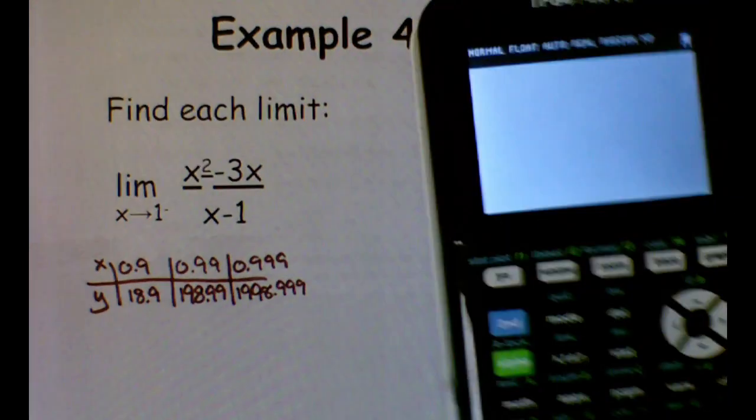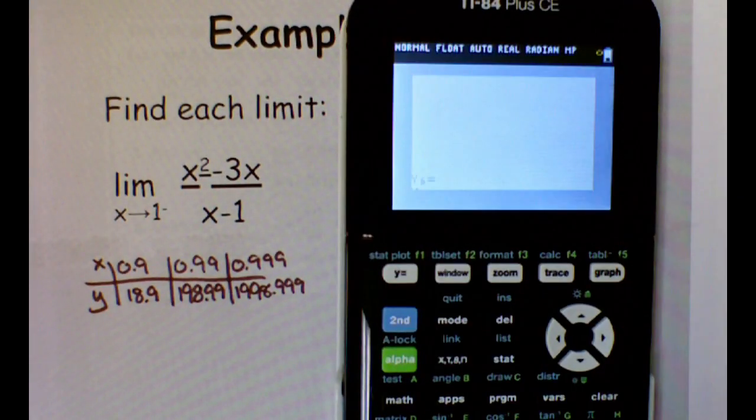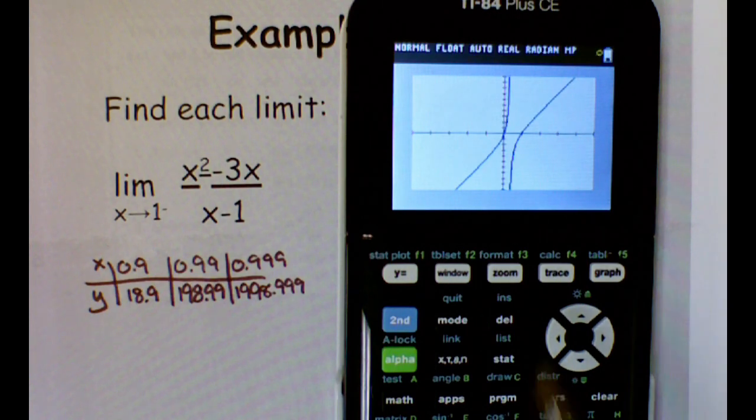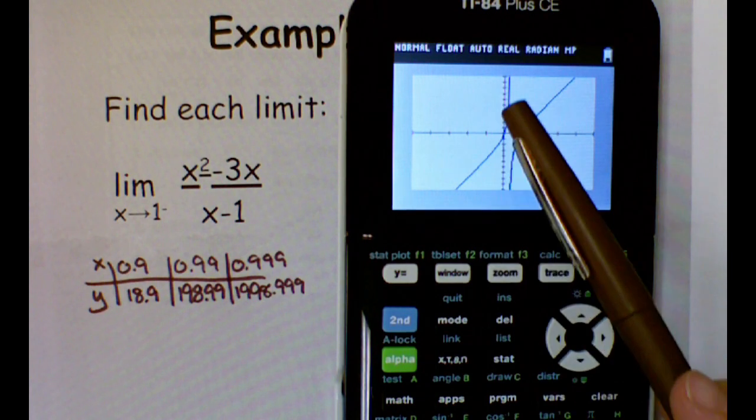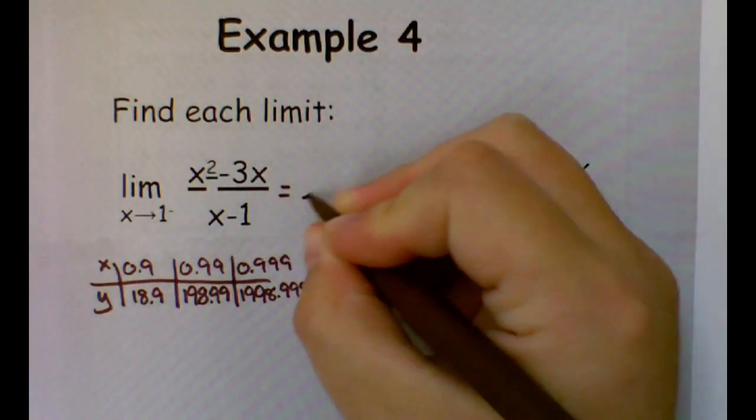The other way to go about this is to look at our graph. So I've already typed the function in for y equals. If I graph it, approaching 1 from the left. So I'm coming in from the left. Notice my graph goes way, way up. We assume that limit is going up to infinity.